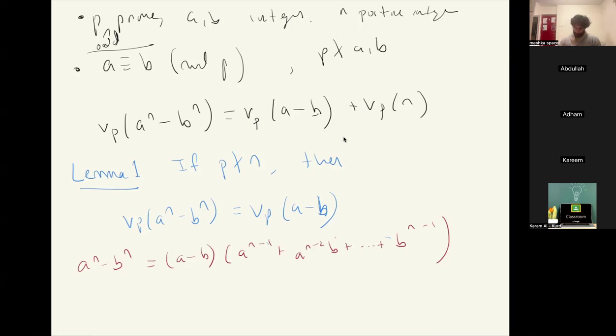Okay, so let's do this. We want to understand the exponent of P here. From here we get exactly Vp of A minus B powers of P. So what it really means is we have to show that the second term is not divisible by P. That's the whole point. So we want to show that P does not divide A to the n minus 1 plus A to the n minus 2 B plus, all the way to, B to the n minus 1.